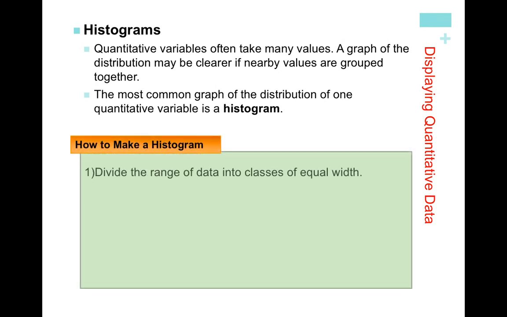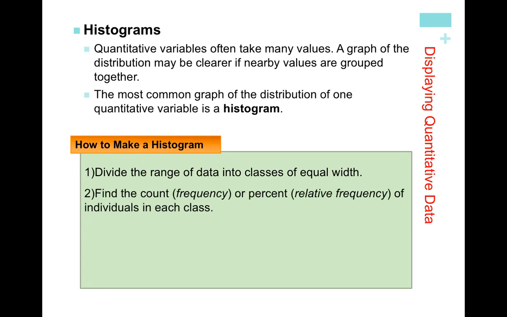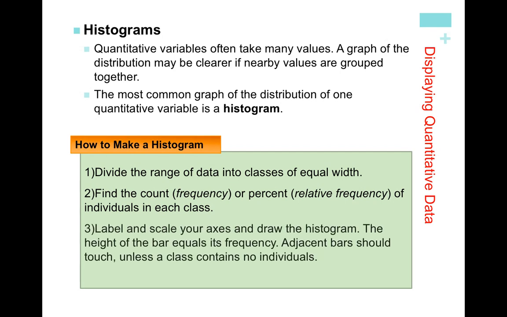In order to make a histogram, you're going to have to look at the overall range of the data and then divide it into what we call classes, so essentially groups that have an equal width. Then you're going to figure out how many individuals fall into each class. If you're just looking at how many, that's the count, and we would call that a frequency histogram. You also can make what's called a relative frequency histogram if you find the percent of individuals that fall into each category.